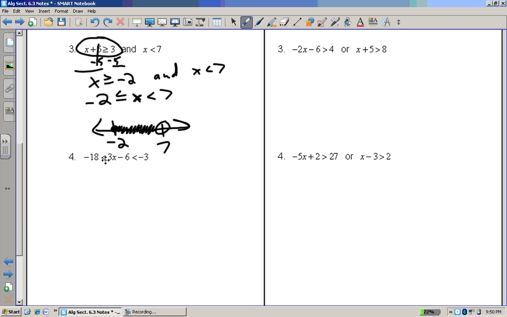Now, you notice that this is an and which, if you will. We're going to have to do things not to just 2 parts, but to all 3. So whatever we do in one location, we're going to have to do in all 3 simultaneously. We're going to add 6 first. That would be -12 is less than 3x is less than 3. We're going to divide by 3 in all 3 simultaneous locations.